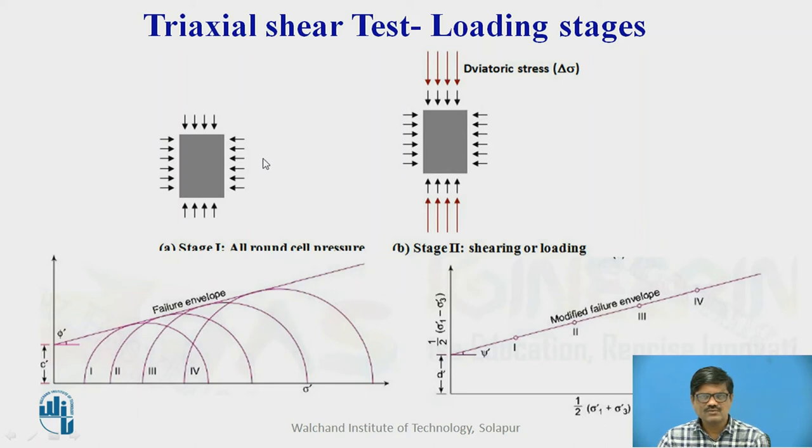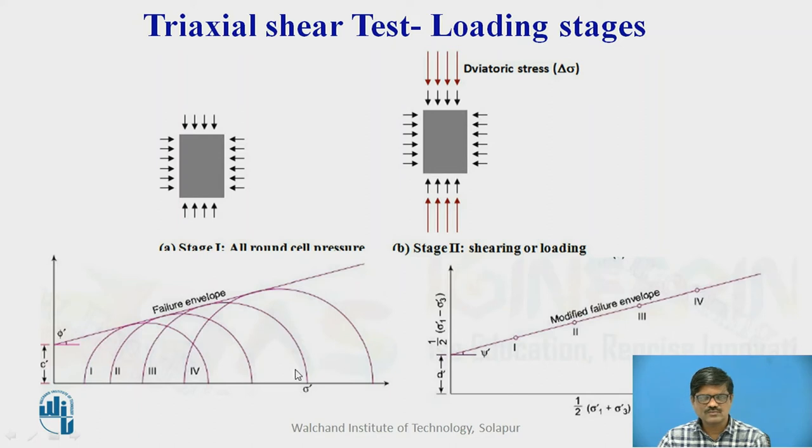So we have a set of sigma 3 and sigma 1. This horizontal pressure is sigma 3 everywhere. Here on the right hand side, sigma 3 is already present, and in the vertical direction, some increase in the stress has taken place. So sigma 3 plus delta sigma gives me sigma 1, which is called the major principal stress. The major principal stress is acting in the vertical direction, and the minor principal stress is acting in the horizontal direction. Using this sigma 1 and sigma 3, we can draw the Mohr circle.